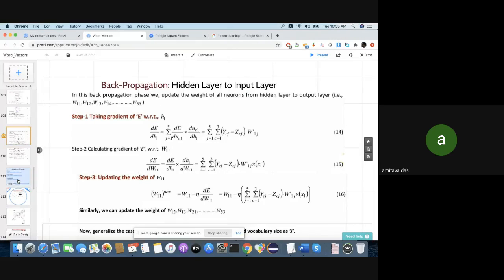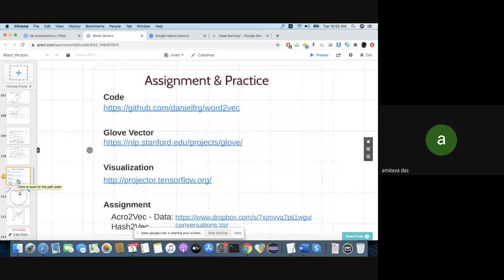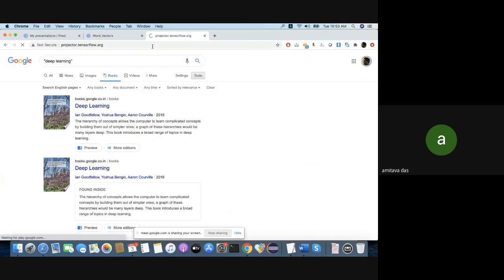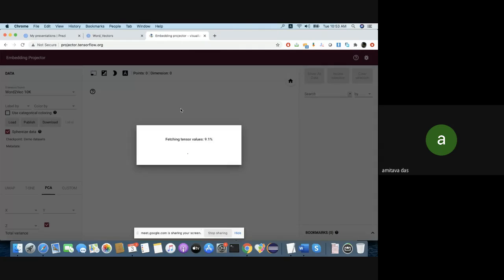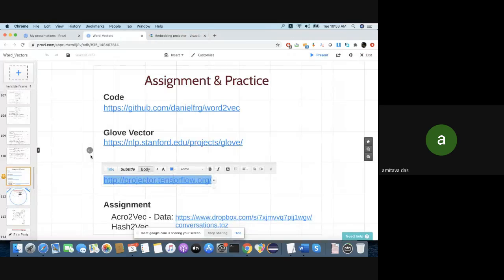So that is what I typically used to teach in my class. The code of word2vec is available here. GloVe is actually another update on word2vec by Stanford, and let me show you this one. Maybe a lot of people have already seen it, but if not, then possibly it's a good way to visualize word2vec. And I used to give an assignment of acro2vec using Twitter data and hash2vec using Twitter data.